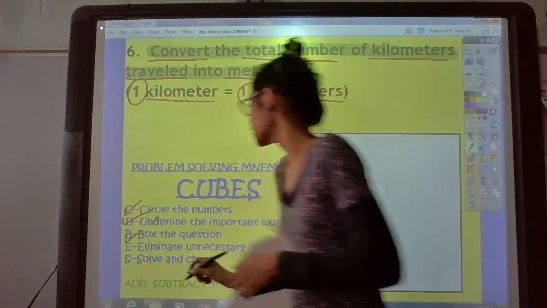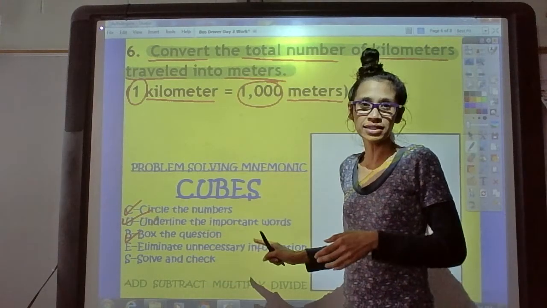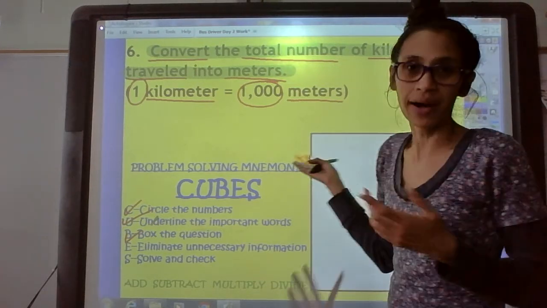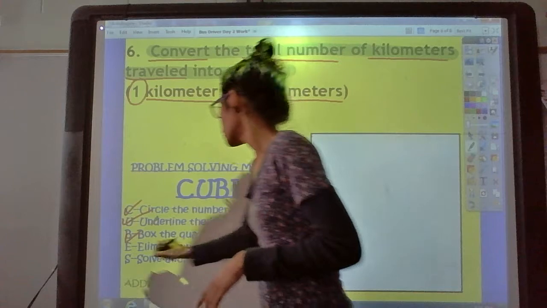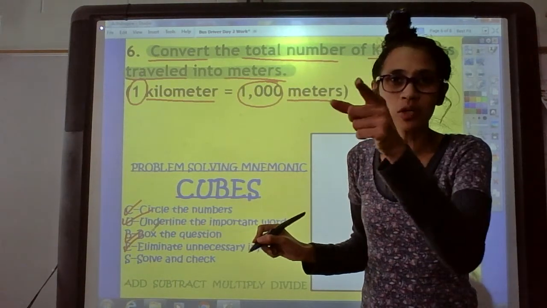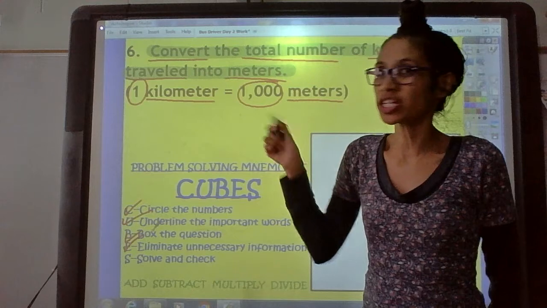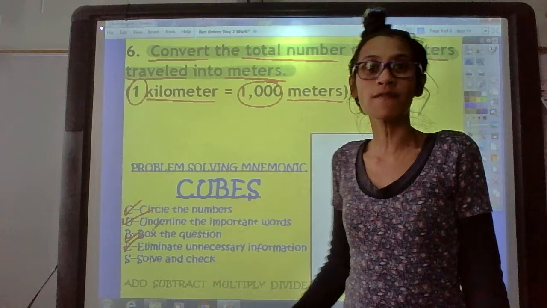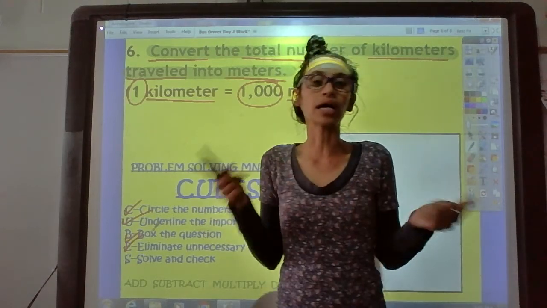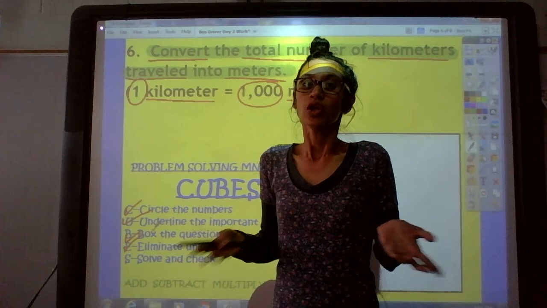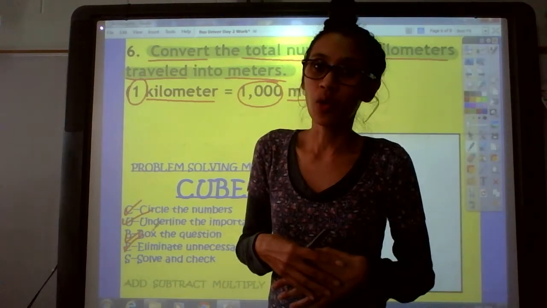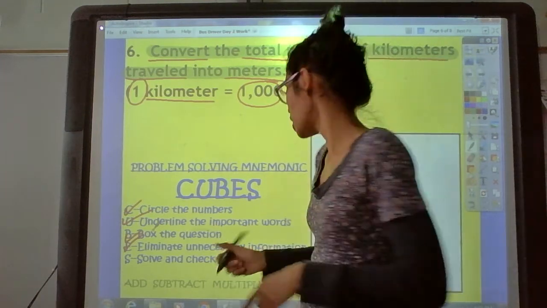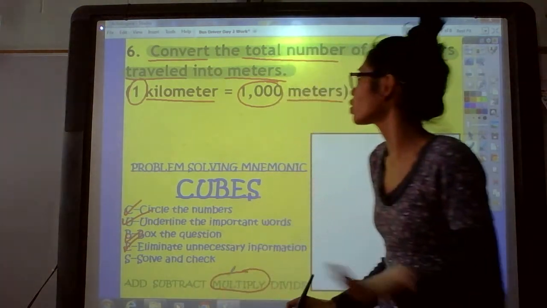Bam. Check that. The next one, eliminate unnecessary information. That's the E step. What can we cross out? Nothing. We have highlighted and circled and underlined everything. Sometimes the questions try to trick you, but this one is not trying to trick you. The last step is the S step, solve and check. So we've been doing a lot of conversions. Do you remember? Did we add, subtract, multiply, or divide? We need to multiply.